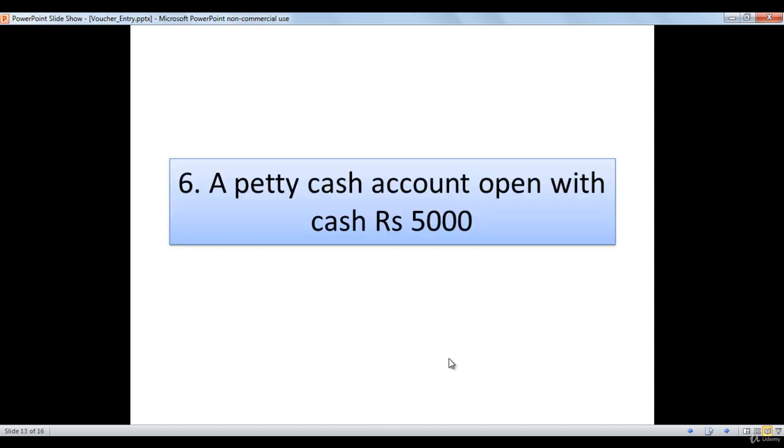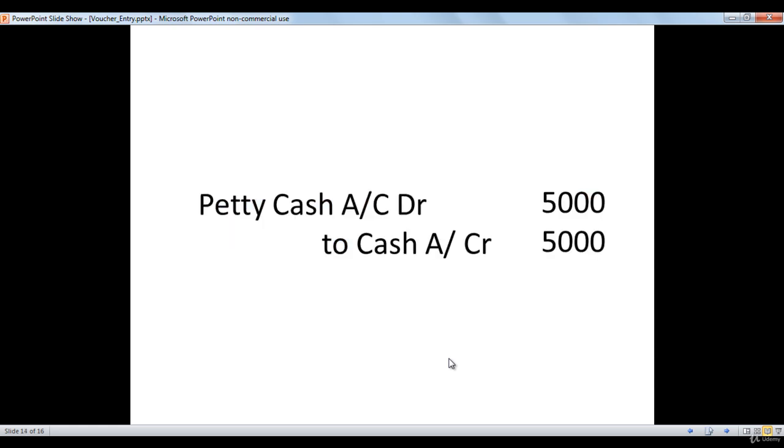Now the next entry is a petty cash account opened with cash of rupees 5,000. Here again the transaction has happened between two accounts. Now petty cash account is the first ledger, and another is cash account. So there are two ledgers. Now who is the receiver? A petty cash account opened with cash. So this means from cash account money has been given to petty cash account. So petty cash account is the receiver. This means that's a debit. So the entry is going to be petty cash account debit to cash account credit.